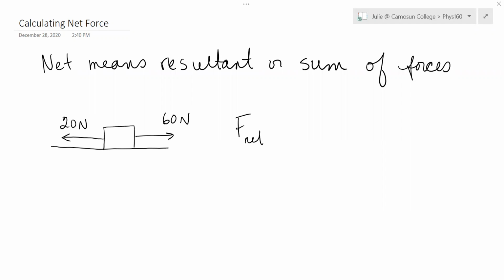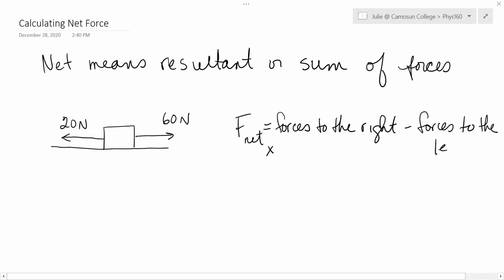So F net is forces to the right in the x direction minus forces to the left. Now you will see this done differently. You will see the sum of the forces in the x direction, and then they'll just say any force to the left has a negative value. But I just like to look at it and say right minus left. So this would just be 60 newtons minus 20 newtons.